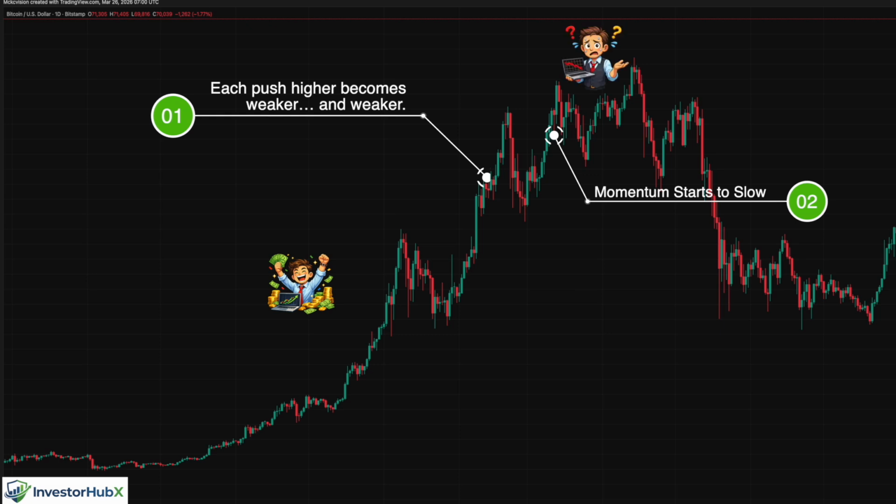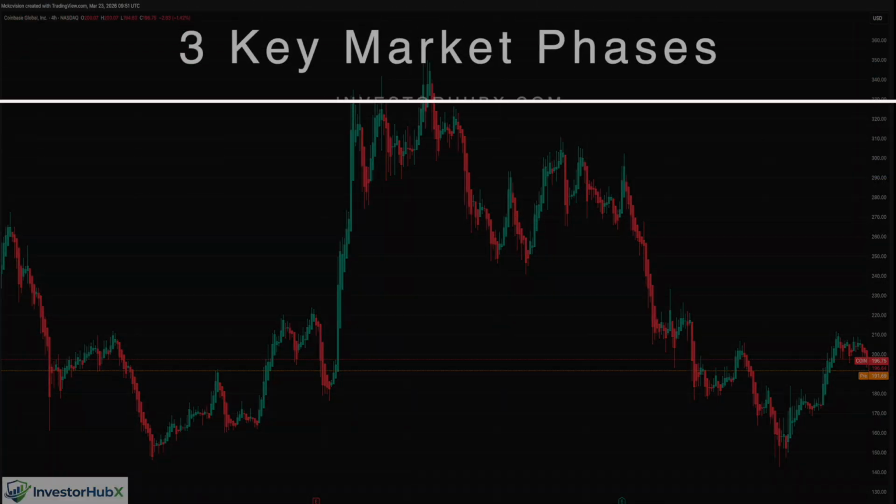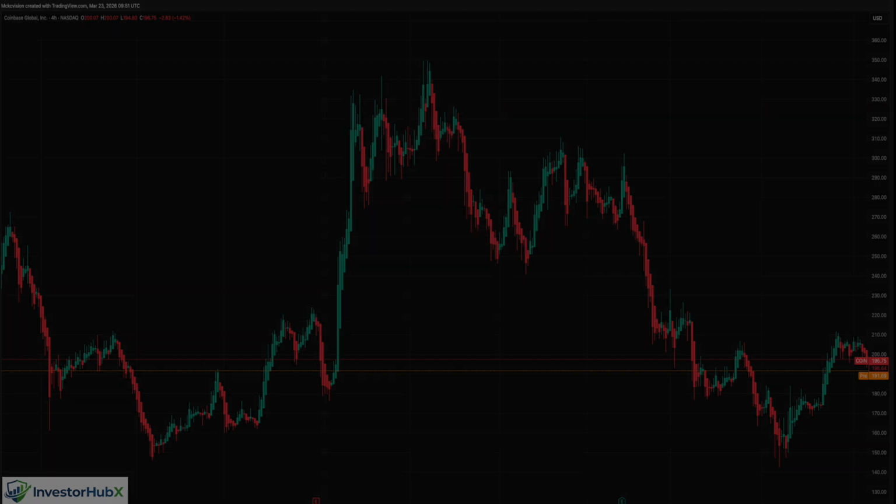This is where most traders get confused, and then eventually, price breaks down. The structure shifts from higher highs and higher lows into lower highs and lower lows. And this is where late buyers get trapped, right after chasing the market at the top. This entire structure is what we call fractal market structure. The fractal market structure can be divided into three phases.